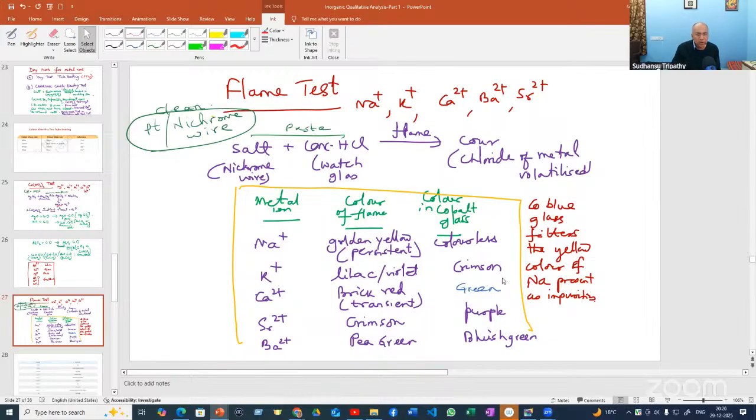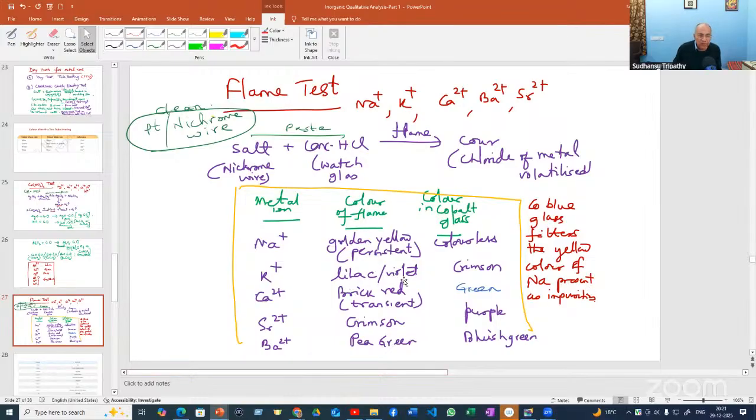Therefore, we look at the color through a double blue glass. There are two cobalt glasses, which are a purple color, taken together, and you look at the flame using the two cobalt blue glasses. They're called blue glasses, actually it's purple. So when you look, you find a different color, because the cobalt blue glass filters out the yellow color of sodium, which is persistently present as an impurity in other compounds.